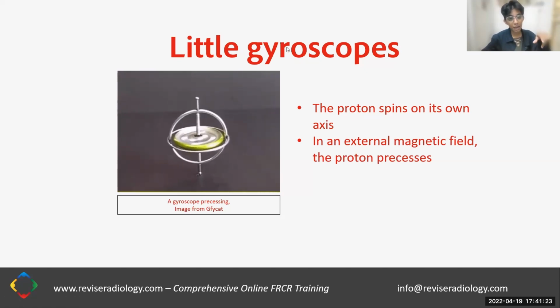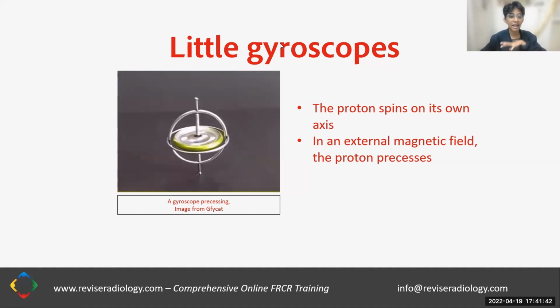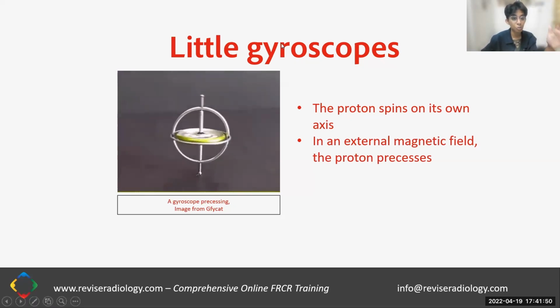So in precession, what happens is the top of the gyroscope, if you could draw out its movement, you'll see that it's describing a circle. And if you join the points on that circle to the bottom of the gyroscope, you'll see that the whole thing makes a cone. And this is exactly what's happening in the proton.